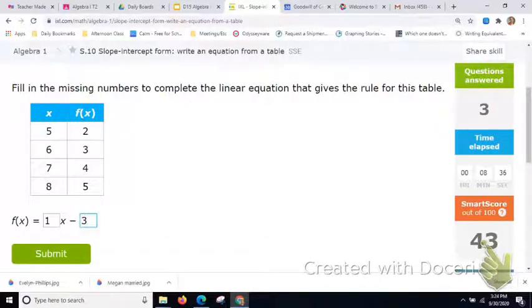Once you think you know what the answer is, test it on another line that you did not use. So I used 6 and 3, so now I'm going to try the 8 and 5. 1 times 8 is 8. 8 minus 3 is 5.